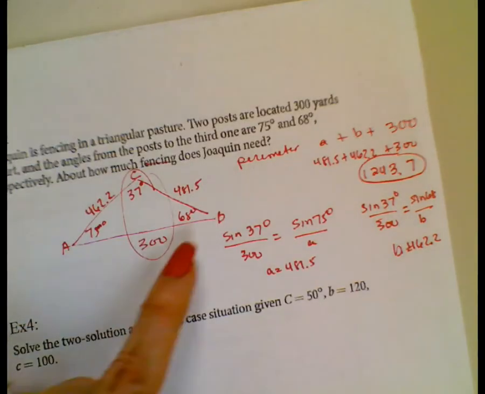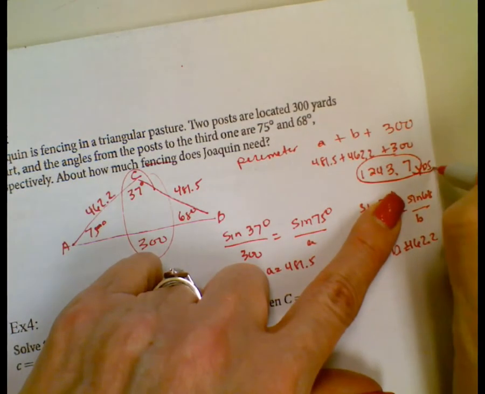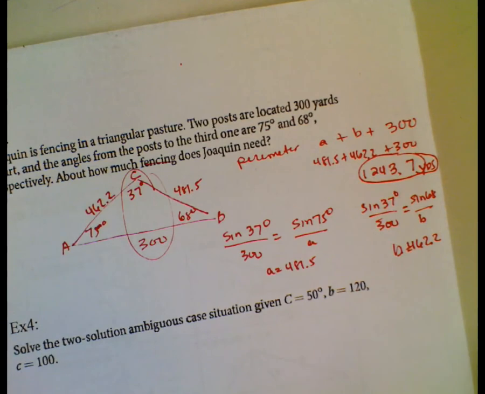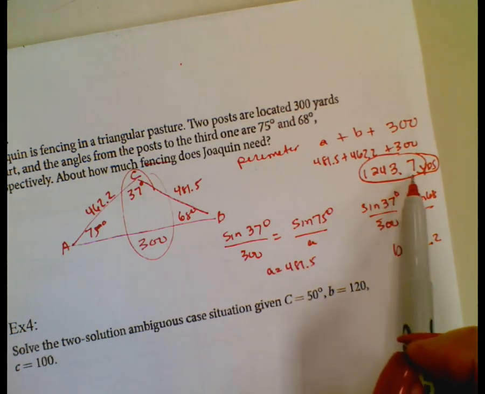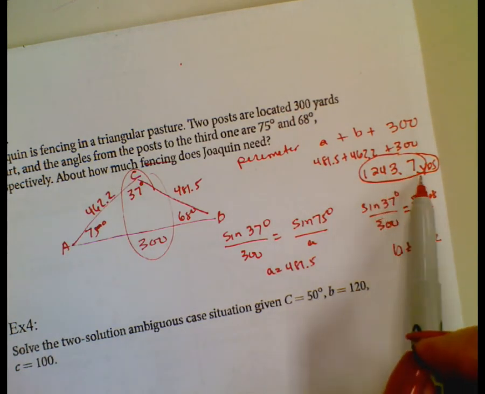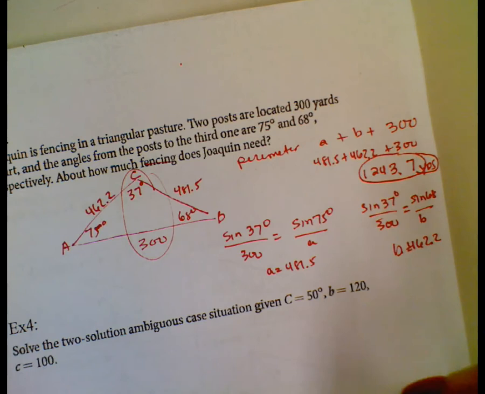And that's perimeter. And this was in yards, so we should definitely include the units for that. Yards. 1243.7 yards. So if you were going to the store, you probably wouldn't buy 0.7. You'd probably round that up to about 1,244 yards of fencing. And in case you mess up, probably maybe even an extra yard. 1,245 would probably be a good one to buy.